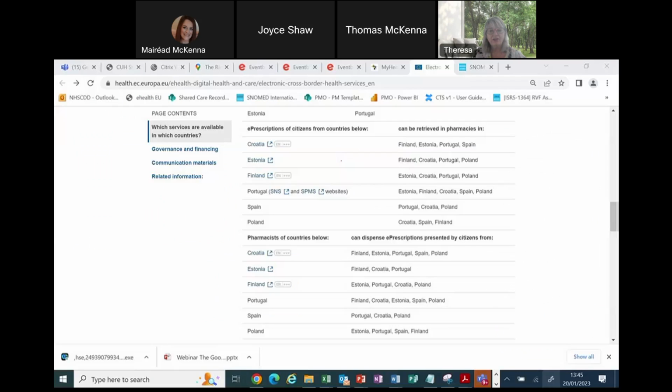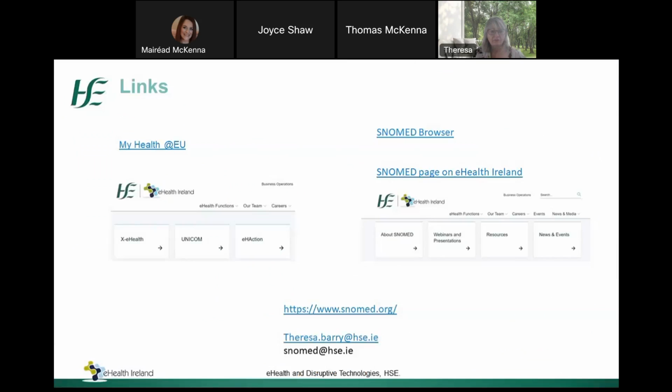These are from the national contact point and that European work. This is just a slide on some of the countries that are already gone live, and Ireland is in the planning of these. So I think that's my last slide.